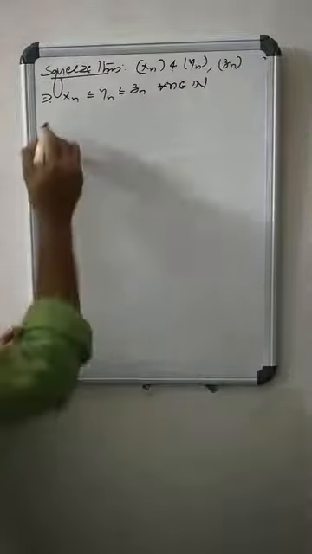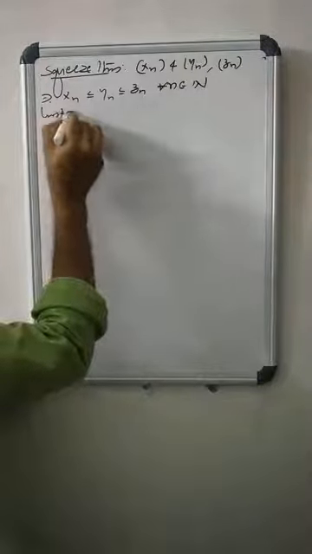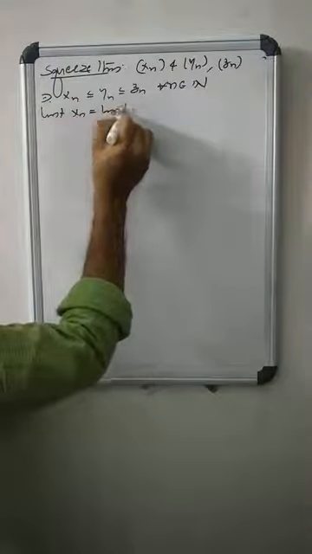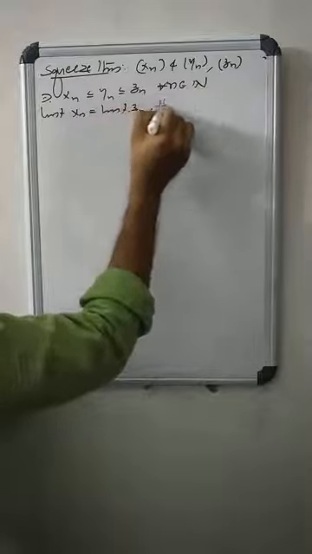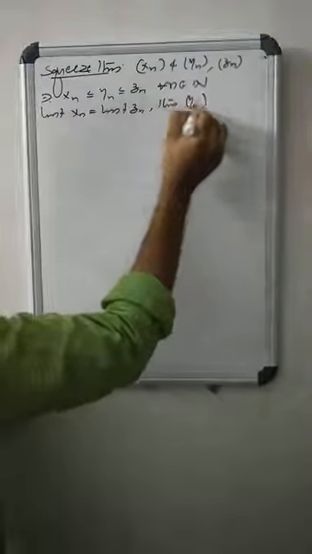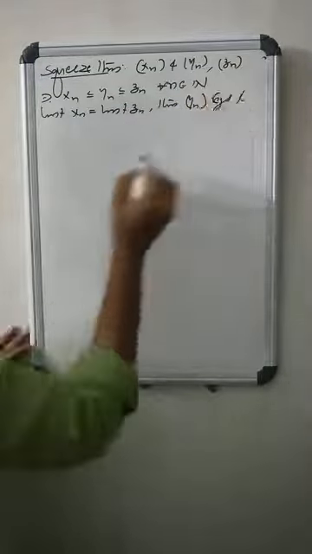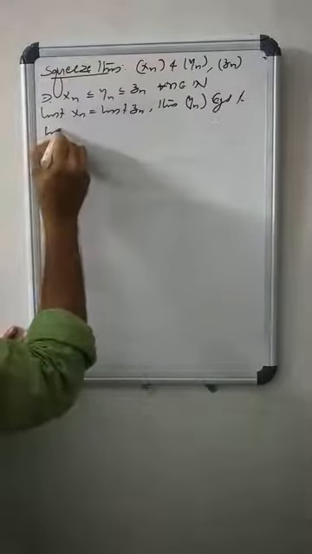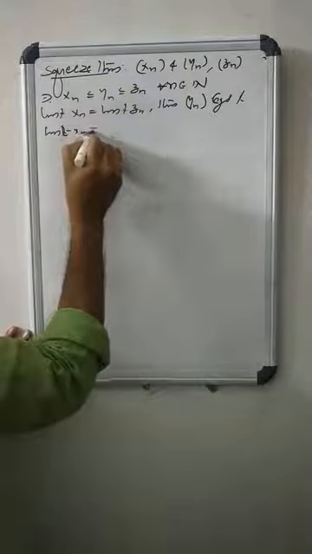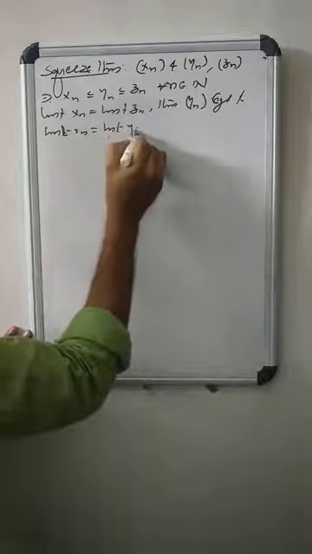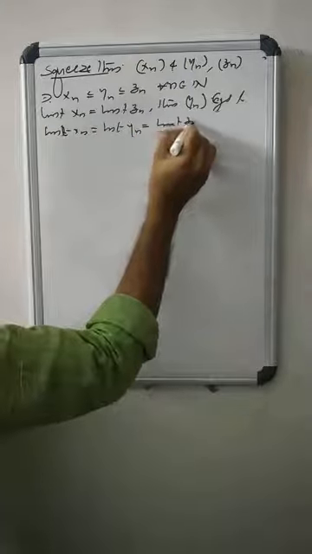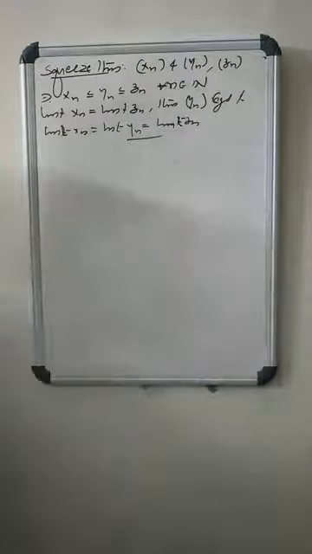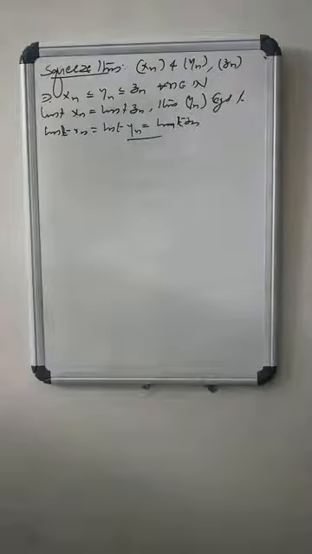Let limit xn equal limit zn. Then the sequence yn converges, and limit xn equals limit yn equals limit zn. So this is the squeeze theorem.